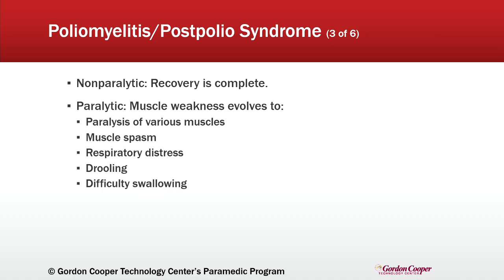Two main forms of polio. There's the non-paralytic form, which results in complete recovery, and then the paralytic form, which causes muscle weakness that can progress into paralysis, usually affecting the legs and lower trunk. We had a former president of the United States that was a paralytic polio survivor. Other symptoms of the paralytic form include muscle spasms, respiratory distress, drooling, and difficulty swallowing.